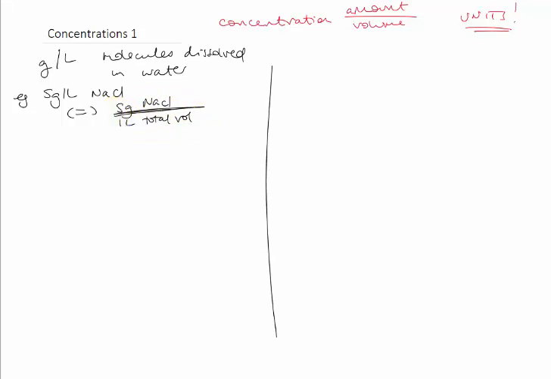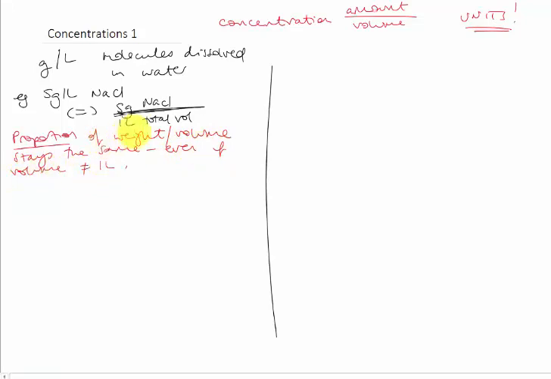And the really important thing to remember is that this proportion of weight and volume stays the same even if the volume is not equal to 1 litre. If we've got a different volume, then we're changing the denominator of the fraction, and so we have to change the numerator in kind. It's the same thing as changing the denominator of a fraction.